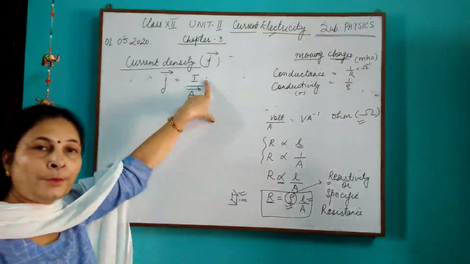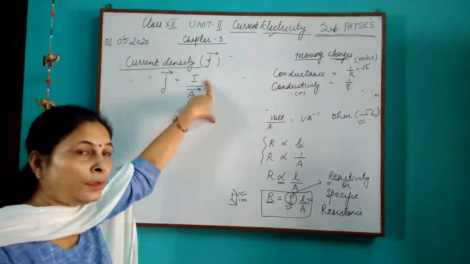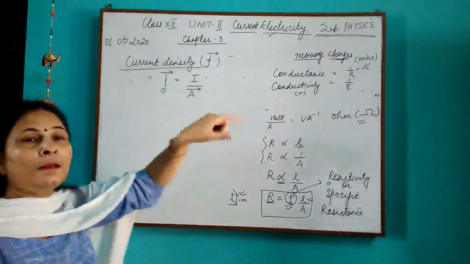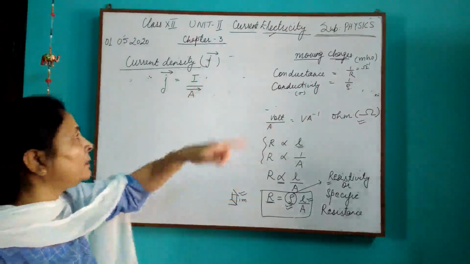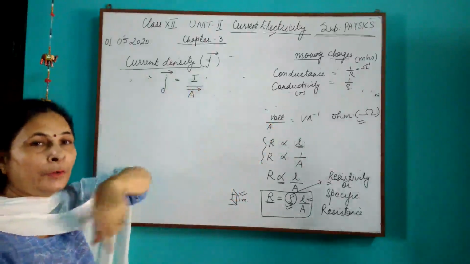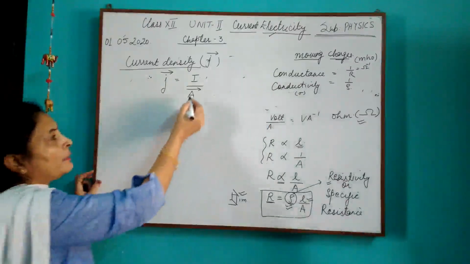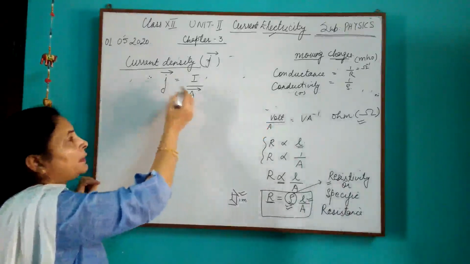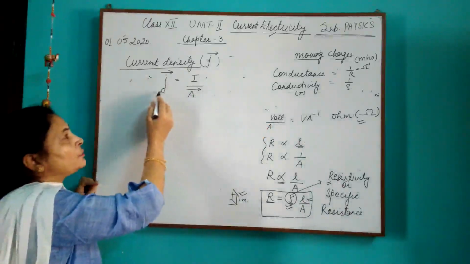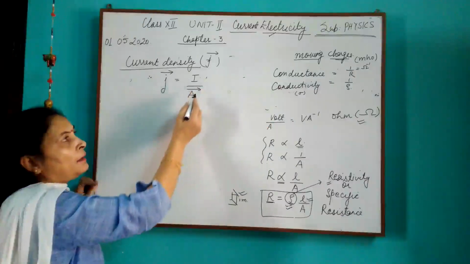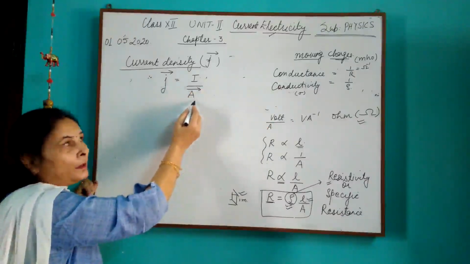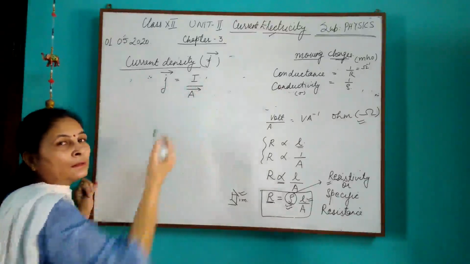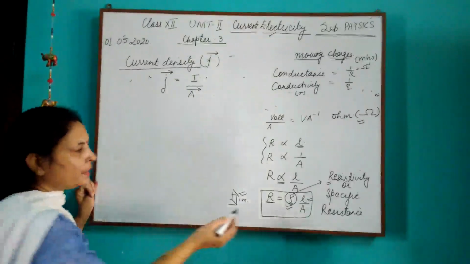I, as I already told you, will be treated as a scalar quantity even if it has got a direction. We'll see when direction is to be shown with the current, then how will you do it? That will come later. Area of cross section, because it will be perpendicular to the area. So here the vector is being given on A. So J is equal to I upon A. And certainly the unit will be ampere per meter square.